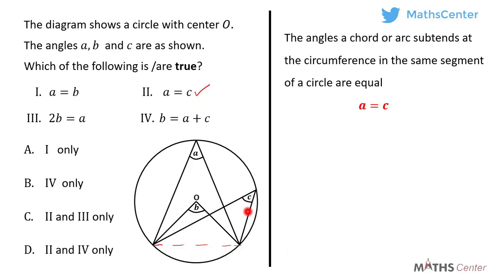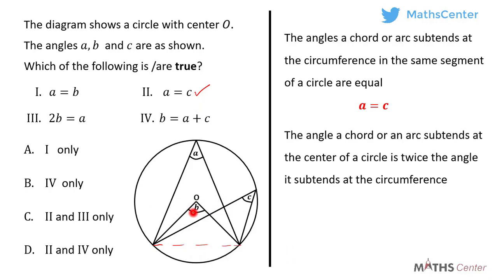Let's consider another theorem. Another theorem is that the angle a chord or an arc subtends at the center of a circle is twice the angle it subtends at the circumference. Once again, on our diagram, we have connected this point to get this chord. The theorem says that the angle that this chord subtends at the center is 2 times the angle that it subtends at the circumference, which means that angle b is equal to 2 times angle a.